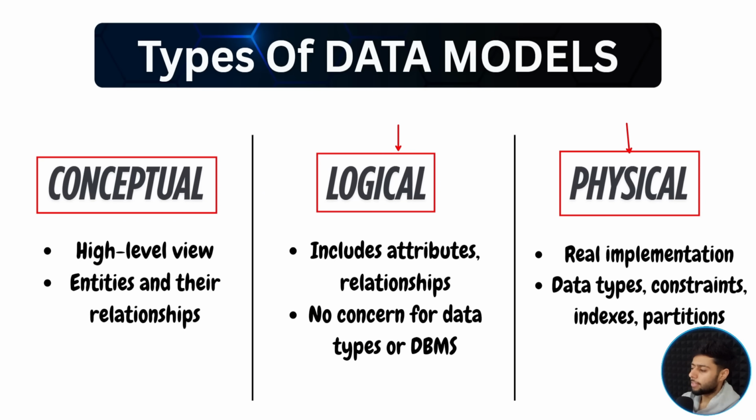Physical data model means the real data model that we actually build. It is the implementation step. Here we take care of the data types, constraints, indexes, partitions, triggers, everything. So this actually goes in a flow. First of all, you build a concept, then you build the logic, then you actually build the physical data model. So these are the 3 different types of data models that you should know. Very simple stuff, very fundamental stuff, but very important stuff.